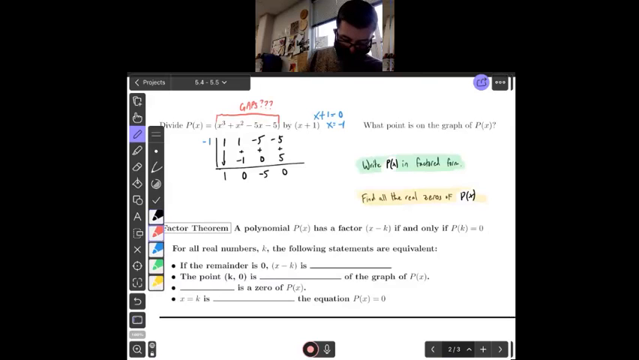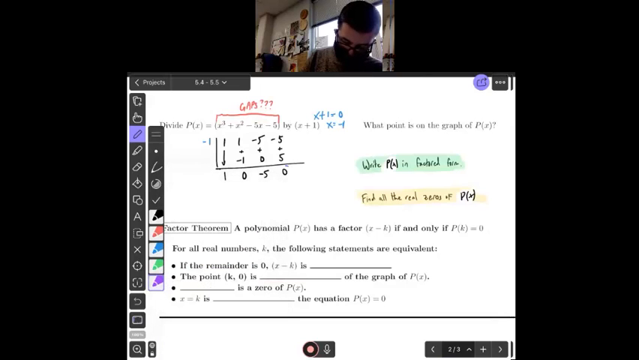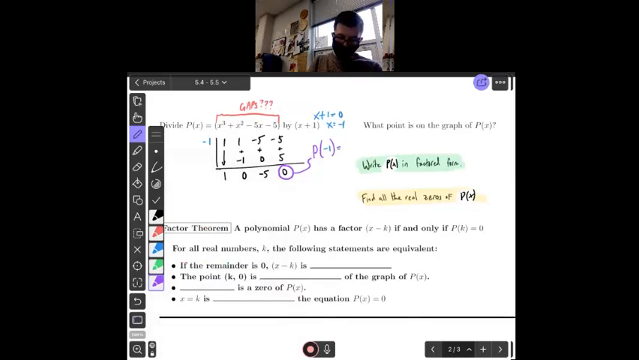So the remainder theorem says that the remainder will be the value of the function when we plug in what we divided out. What that means is that p of negative 1, since we divided by negative 1, equals 0. Whatever that number is would have been our answer. So p of negative 1 is equal to 0.